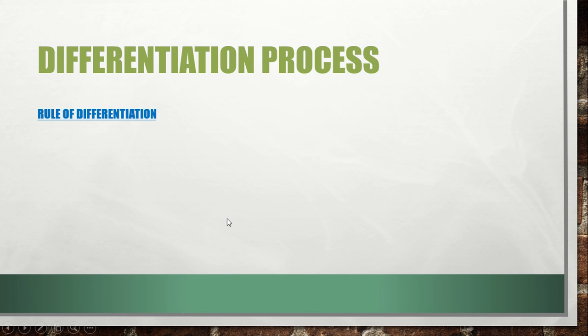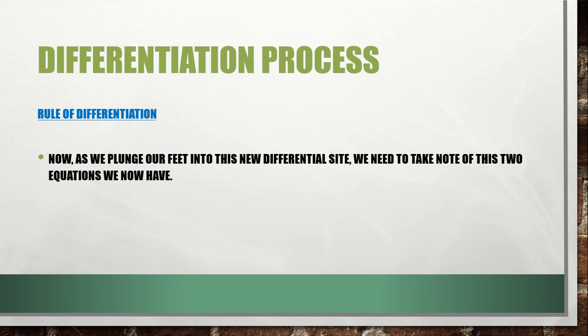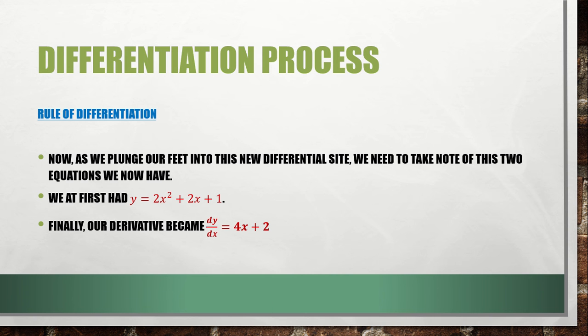Now let's go to the rule of differentiation. As we plunge our feet into this new differentiation side, we need to take note of these two equations we now have. Notice we first had our equation as y, find the derivative of y = 2x squared + 2x + 1. But our solution finally came to dy over dx = 4x + 2. Question: what do you notice between those two equations? Please take a keen look.